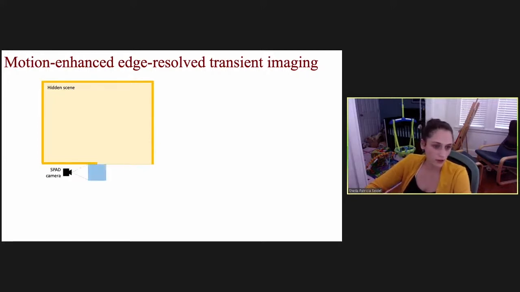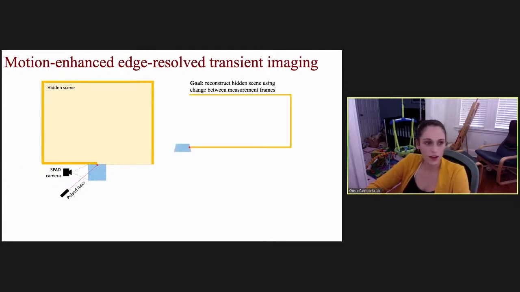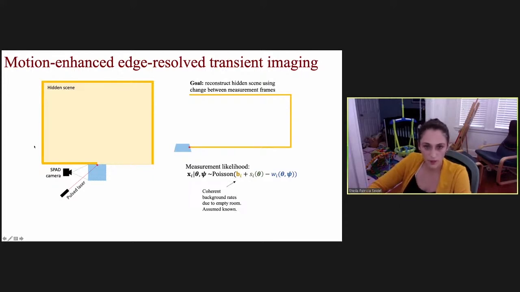So in this configuration, we're now pointing a SPAD array at the floor at the base of this occluding edge. And we're going to pulse a laser on the floor adjacent to that edge. Our goal is to reconstruct the hidden scene using changes between measurement frames. So here's a side view of the hidden scene. And in our measurement, we're going to have rates due to just the stationary background and scenery that's shown in yellow here.